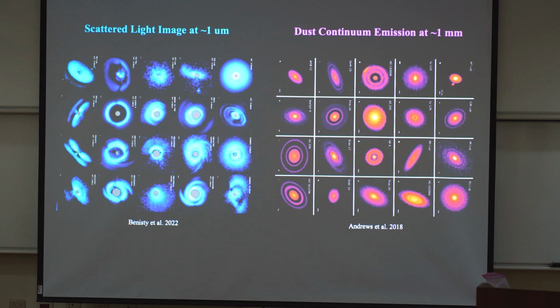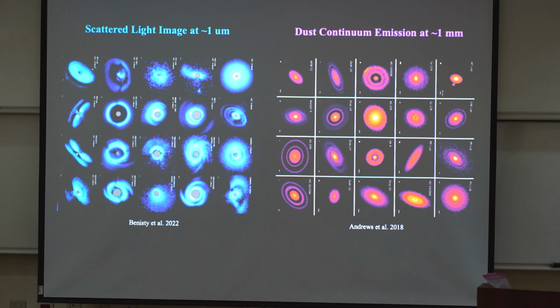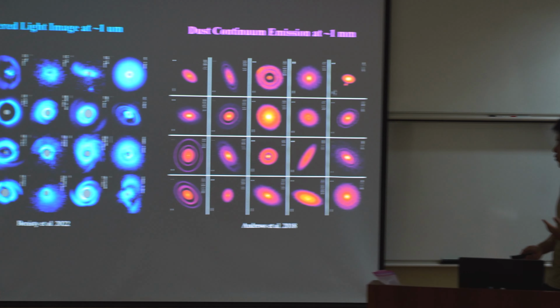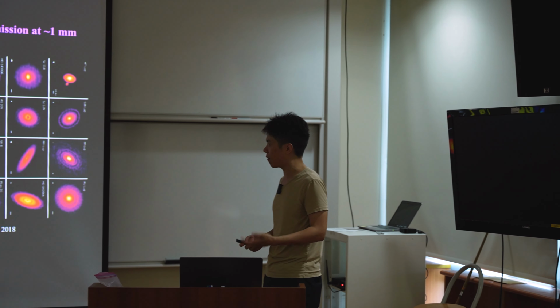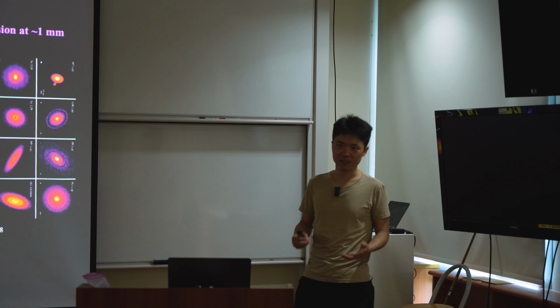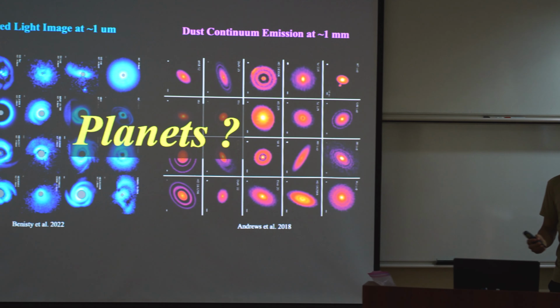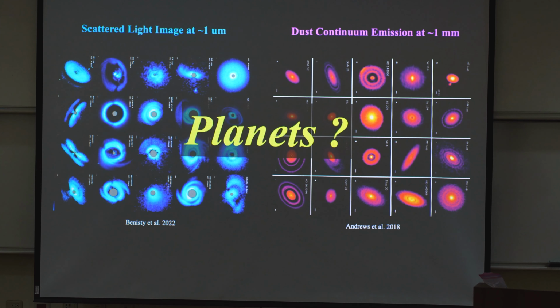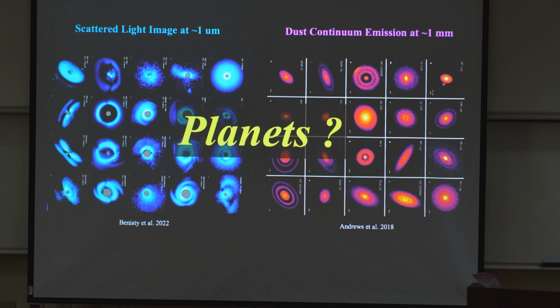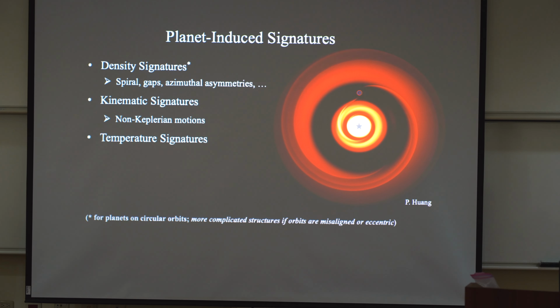So the central question behind all these images is: what creates all the structures? And for those of us who care about planet formation, are these structures produced by planets? If they are, then we can perhaps infer the presence of planets, constrain their properties, and use these planets to test planet formation models. So to address that question, we have to compare observed structures with what we think planet-induced structures should look like. And if the two agree with each other, we can say at least the observed ones are possibly produced by planets.